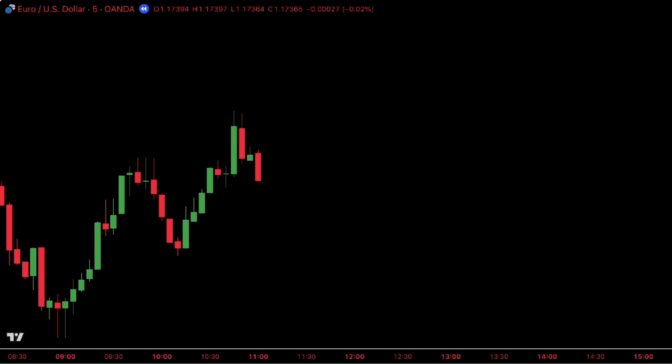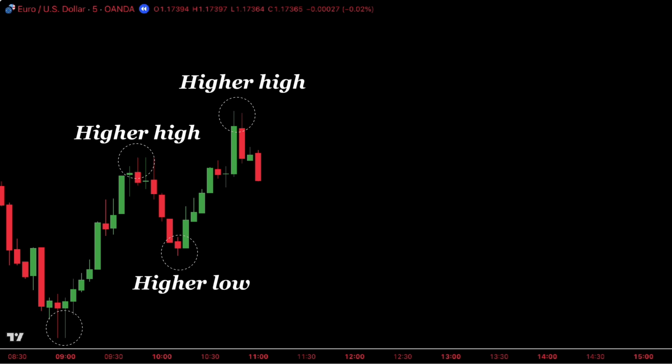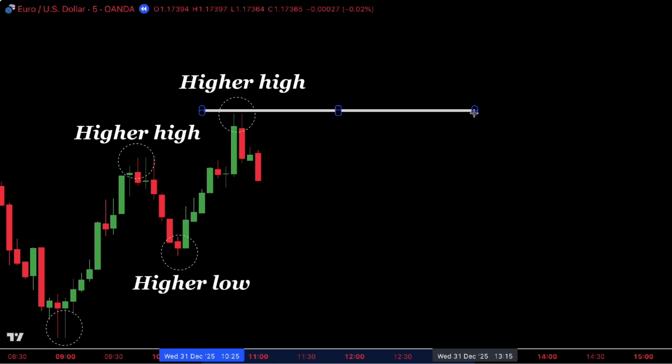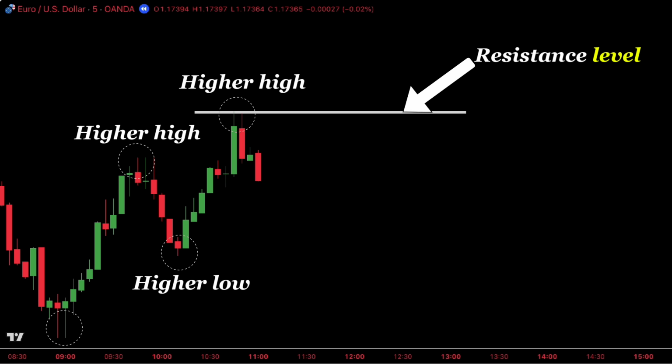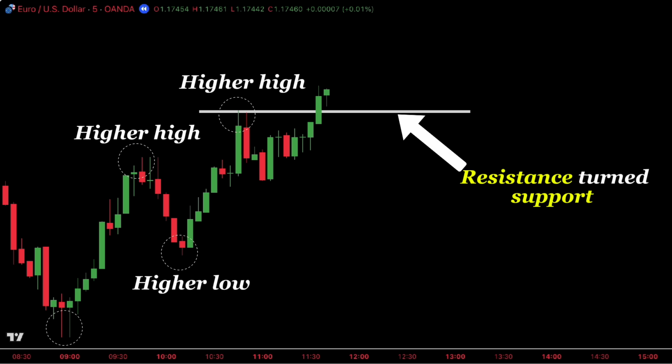An uptrend is simply a market that keeps making higher highs and higher lows. This tells you that buyers are in control, and the market is moving upward. Now pay close attention. When the market pushes up, creates a higher high, and then starts to retrace, the level where the retracement begins acts as a resistance level. If the market later comes back, breaks above that resistance, and then turns it into support, that level becomes very important. And this is exactly what we mean by a flip level.